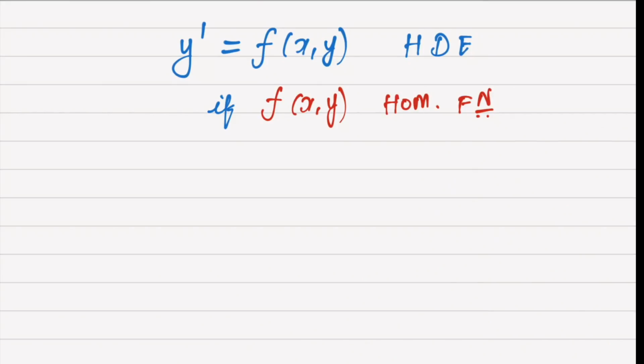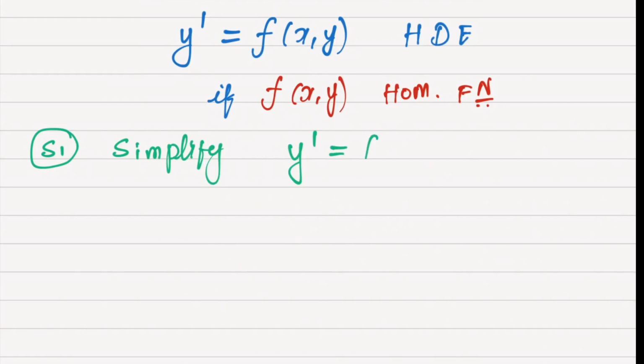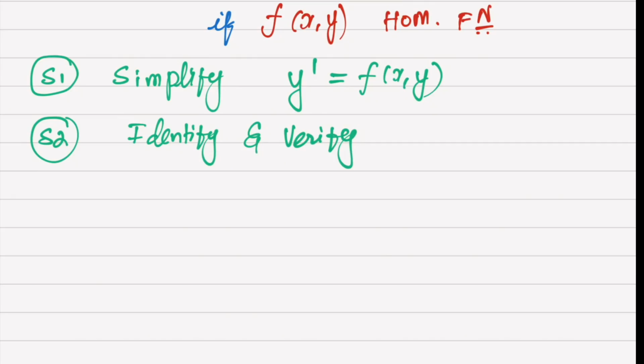Let's see how we solve this homogeneous differential equation. As I told you before, we are going to use a substitution to solve it. I'm going to give you 6 steps, 1 through 6, to show how to solve this homogeneous differential equation. Step 1: simplify the differential equation into the form y prime equals f of x comma y. Step 2 is to identify and verify that this is indeed a homogeneous differential equation.